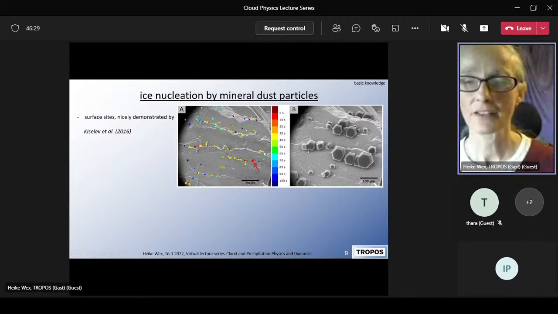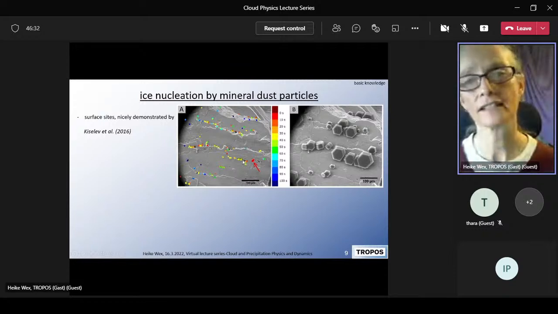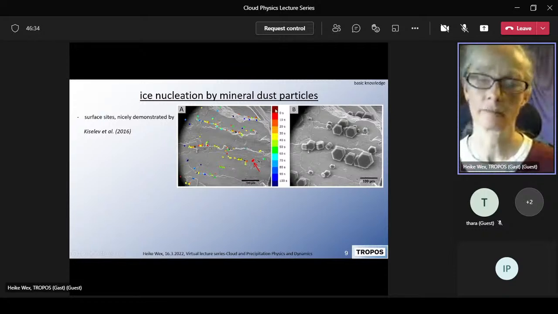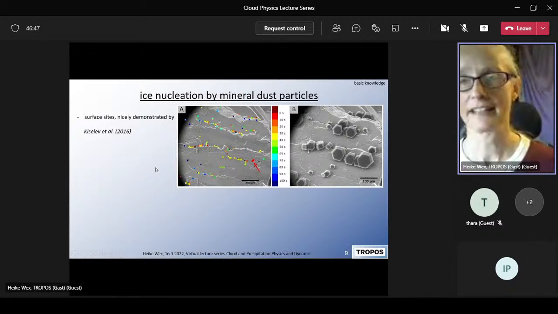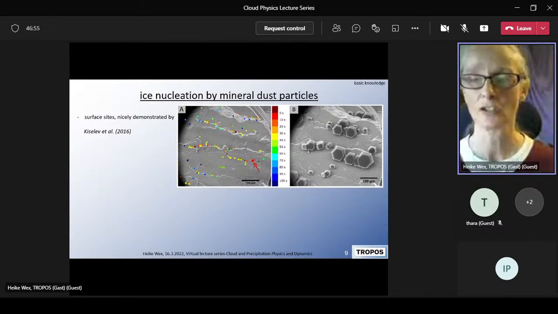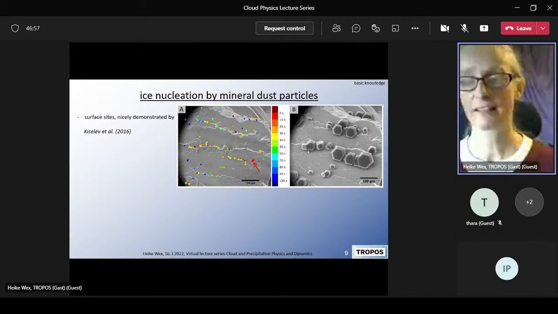And on the left-hand side, those dots indicate where that freezing started, how soon after freezing could have started. So you see the red dots, these are the most efficient ice nucleation sites. And it had been thought for a long time already that it's specific sites on mineral dusts that cause the freezing, but it's nice to see it in a picture like that. And in the paper, they even determined which lattice characteristics it is that cause the freezing and how that fits to the lattice of ice. So that's a nice study.